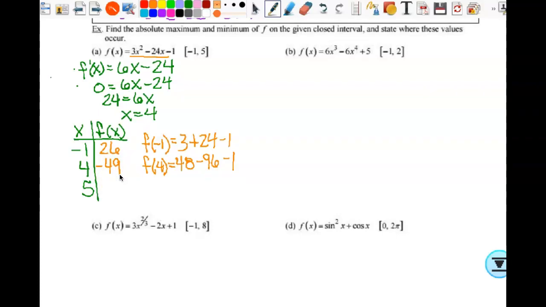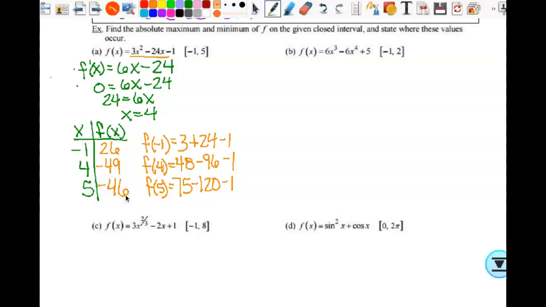Okay. Then I do f of 5. So 5 squared is 25 times 3, 75. 5 times 24, -120. Good. And then minus 1. So that'd be what? -45, -46. You'll agree with that?